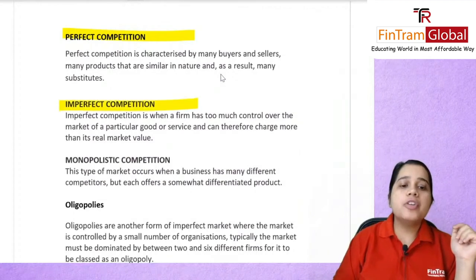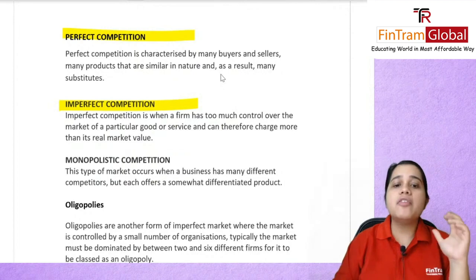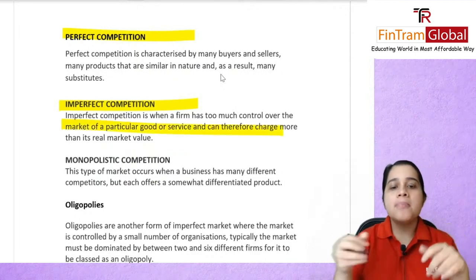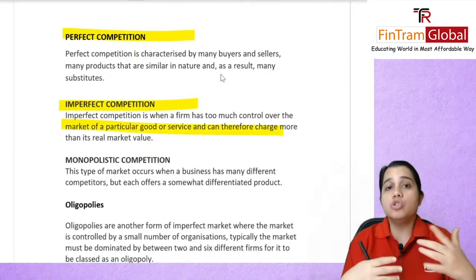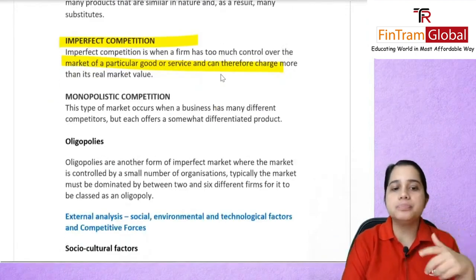Then you have your imperfect competition. This is wherein one firm or a few firms will have too much control over your market, and therefore they can go ahead and charge anything because there are not many people, not more competition.